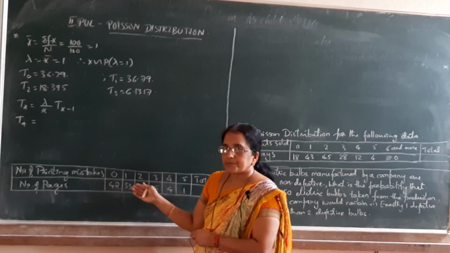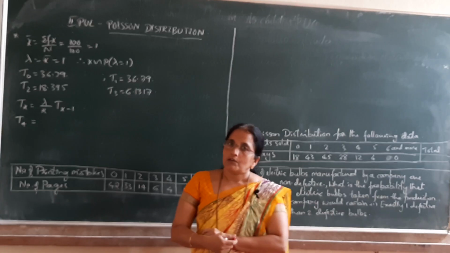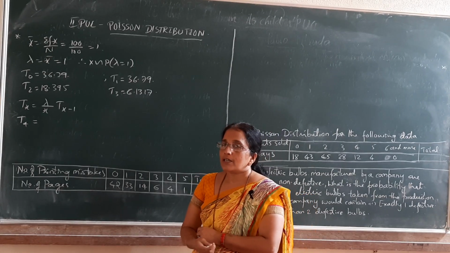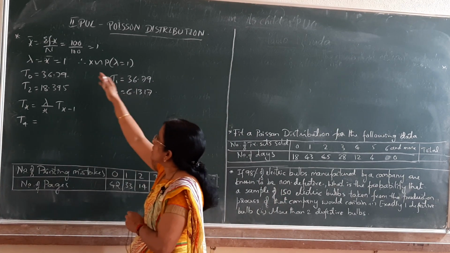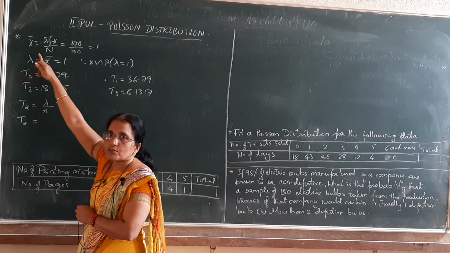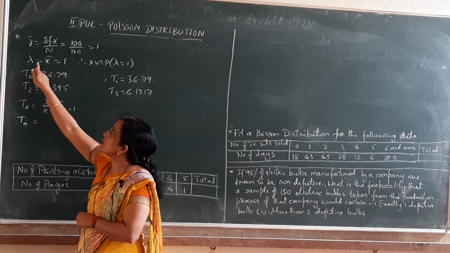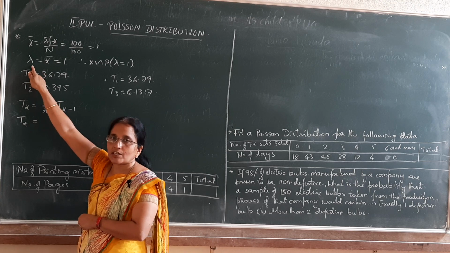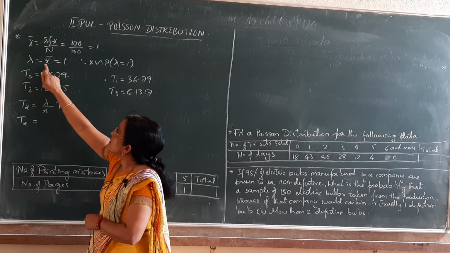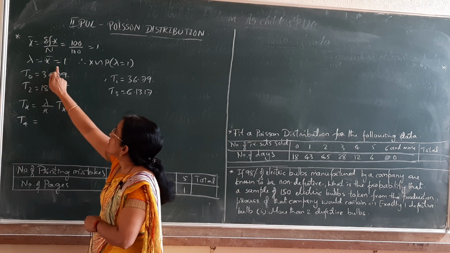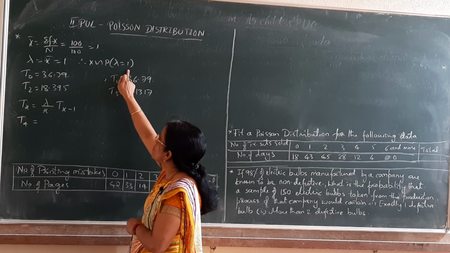Since in this problem lambda is not given, we calculated the parameter lambda by equating the theoretical mean with the observed mean, and we got the observed mean x bar equal to 1. Lambda is the theoretical mean and x bar is the observed mean, so lambda equals x bar equals 1. Therefore, we wrote x follows Poisson with lambda equal to 1.